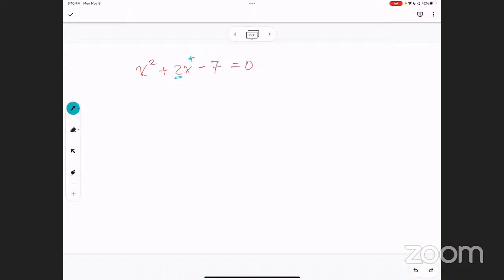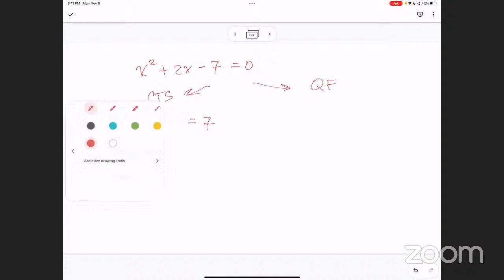Actually, let me rewrite this. So I like what you're thinking. There's two ways to do this. One is by completing the square, and one is by quadratic formula, CTS and QF. So for CTS, what I would do is first move the 7 over to the other side, the -7. And now, like you said, you're going to add 1 on both sides. You're going to keep it balanced, right? Yeah. And the reason I did that is because now what can you do to this right here? You can factor it. Into what?